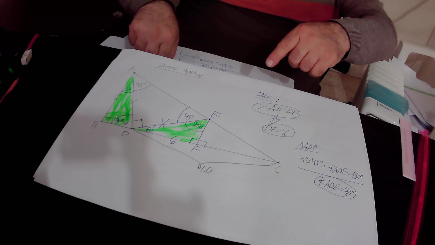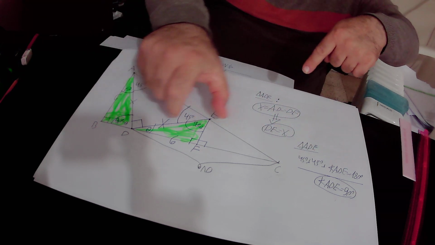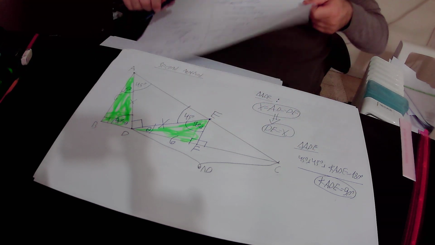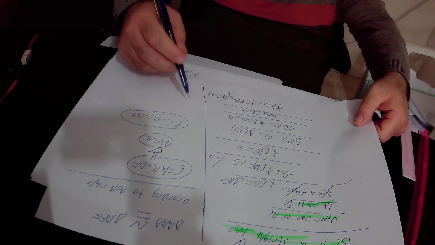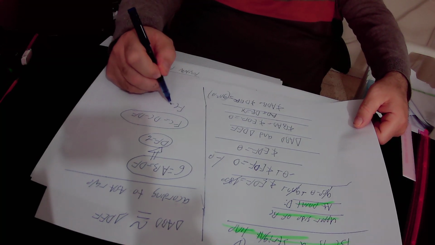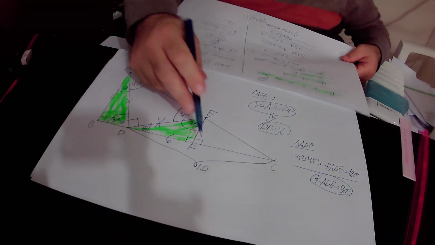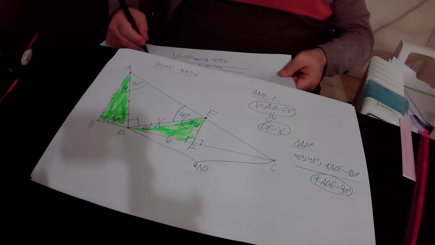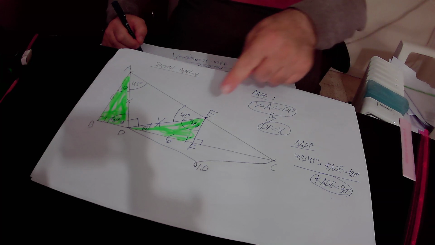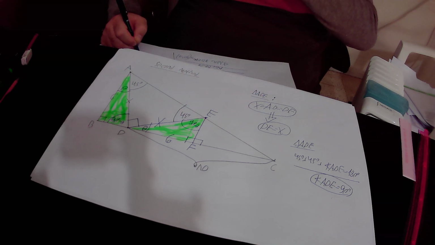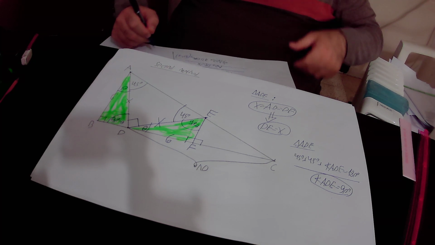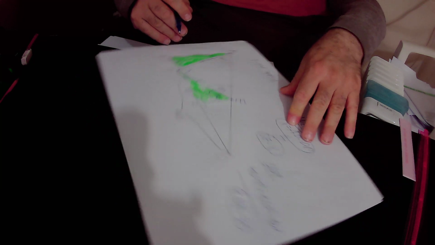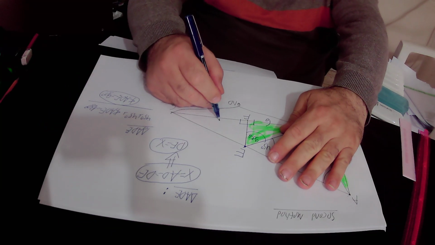I'll repeat again, DC minus DF equals FC. Okay, FC equals DC minus DF. So FC equals DC, that is 10 units, minus DF, that is 6 units. So FC equals 10 minus 6, that is 4 units. So we found out that FC equals 4 units.